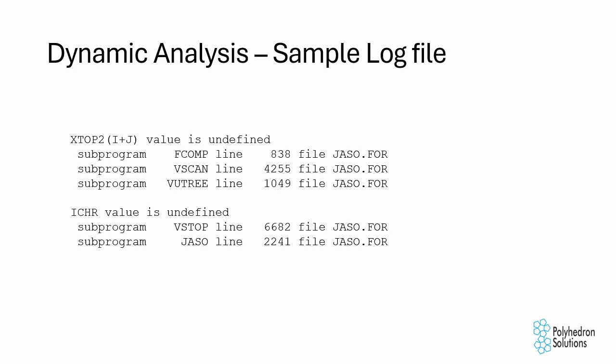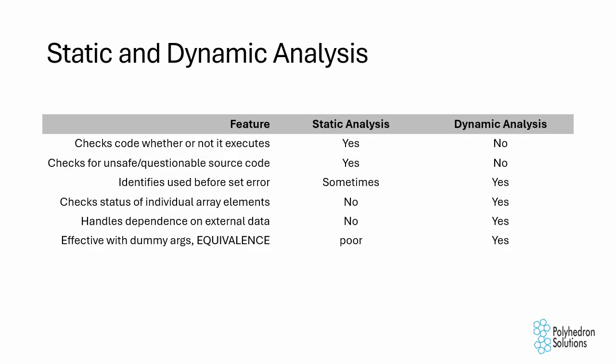So this is an example of the log file that comes out with a full trace back of where the problem occurred. Many people think that static analysis is a good way of detecting the use before set error, but that's not really true, at least not in general. Static analysis, for example, doesn't check individual array elements, and it doesn't handle dependence on external data, and it's really confused quite easily by dummy arguments and equivalents.